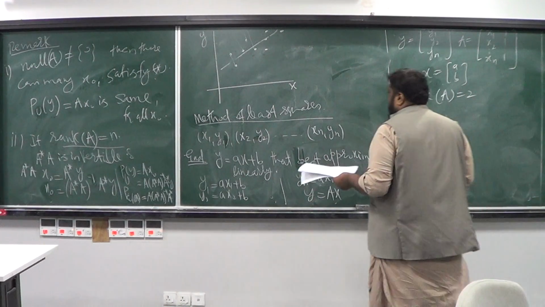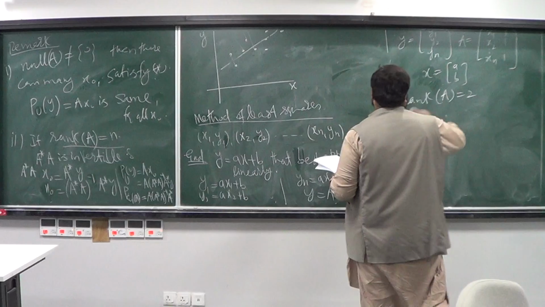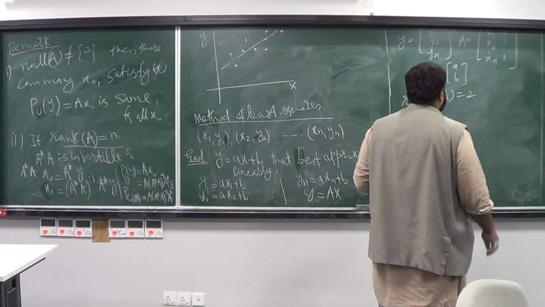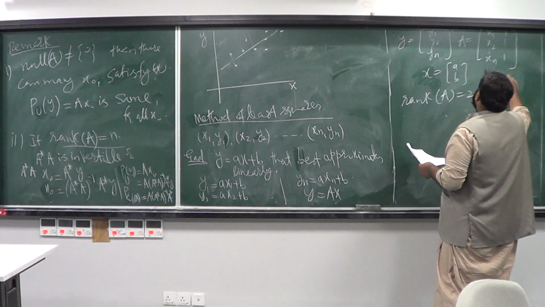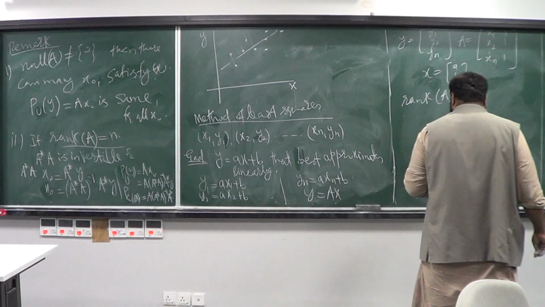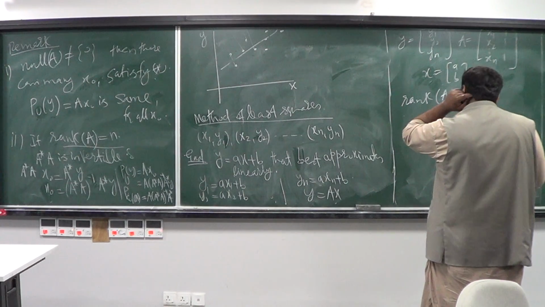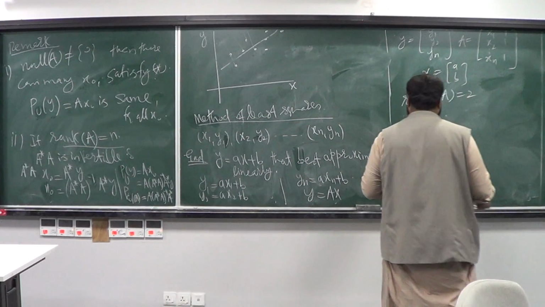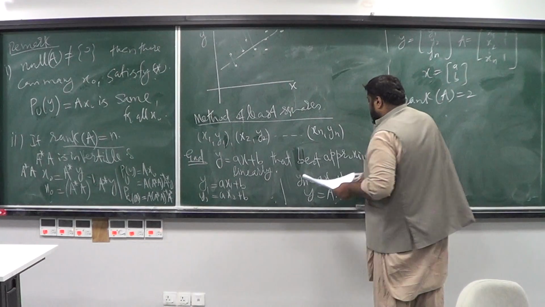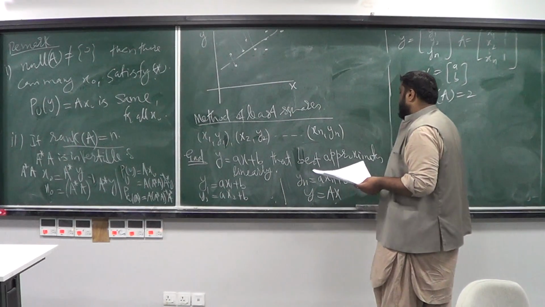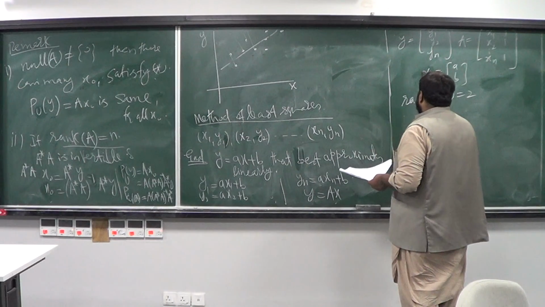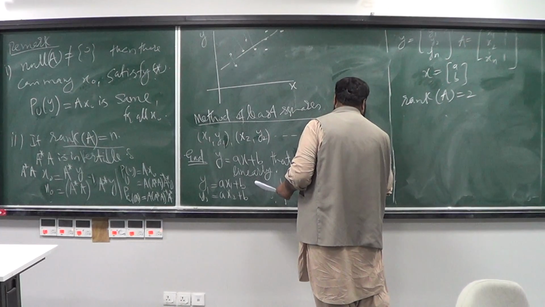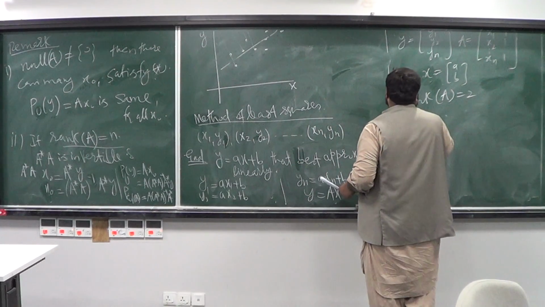So you have n equations for which you need to find two variables a and b. This system is obviously inconsistent. If the system y equal to Ax is inconsistent, then this previous theorem ensures that there is an x naught.